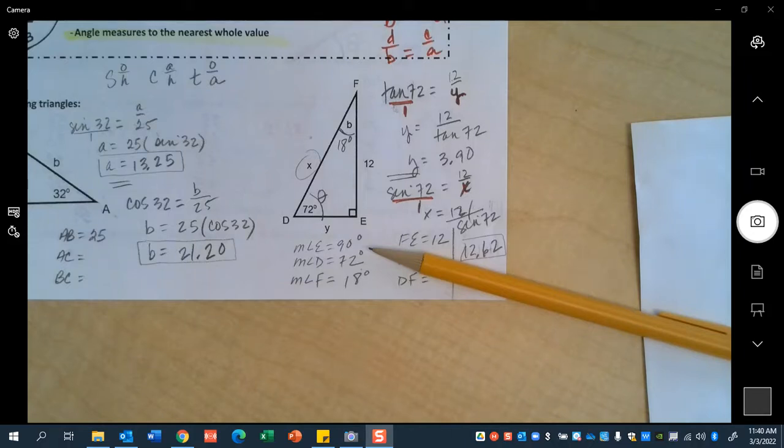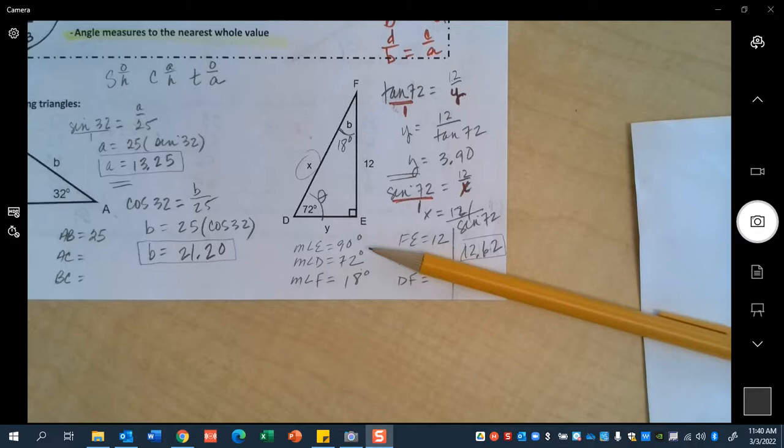When I go up and I set my proportions, I have my opposite, but I don't have my adjacent or my hypotenuse. No surprise that I'm using tangent and sine, because those are the two ratios that use what I have. I have my opposite. Tangent of 72 is equal to 12 divided by y. Sine of 72 is equal to 12 divided by x.